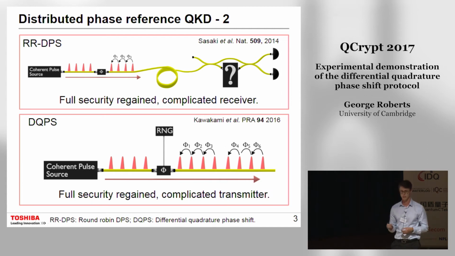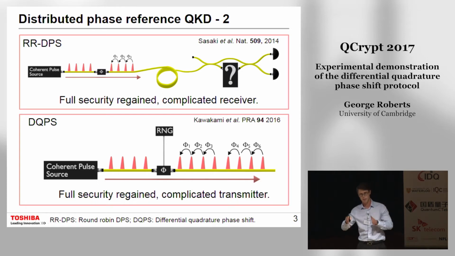Another protocol that focuses on the transmitter side of things for DPR protocols is known as DQPS. There are a couple of implementations of this. I'm going to talk about Kawakami's implementation. This uses 4 encoding states, so 2 bases, and the receiver is exactly the same as in BB84. Essentially, you take a coherent pulse train, and then you separate that into randomized blocks. These blocks can be of arbitrary length.